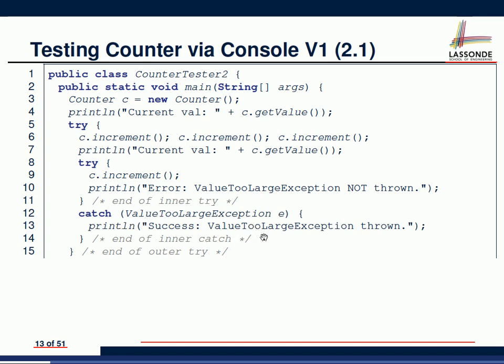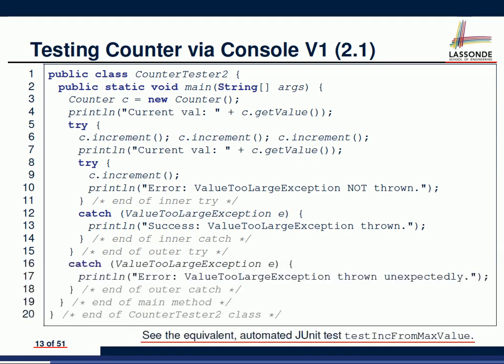Now, try to see this. I want you to look at line number 6. If any one of the increment methods here actually throws the value too large exception unexpectedly, we have to catch them somehow, of course. That's why you see another outer catch block. In this outer catch block, if it catches the value too large exception, that means it must be from one of the first 3 increments. In that case, we say value too large exception thrown unexpectedly. When you study this example, what you want to ask yourself and convince yourself is this. Why?